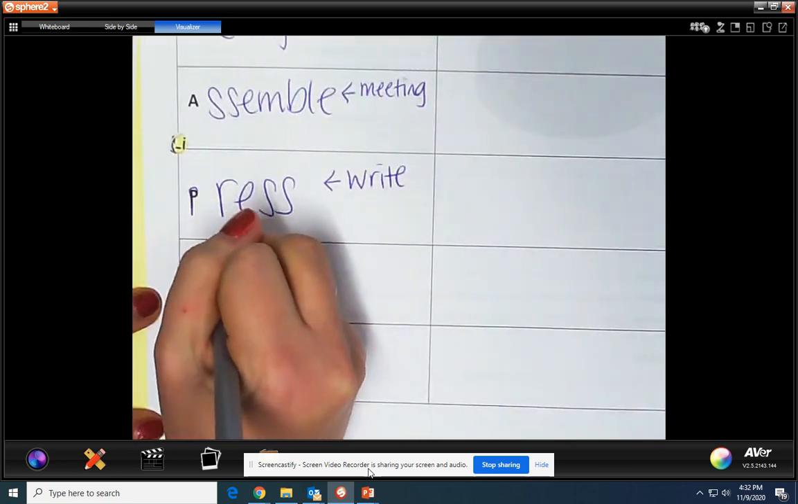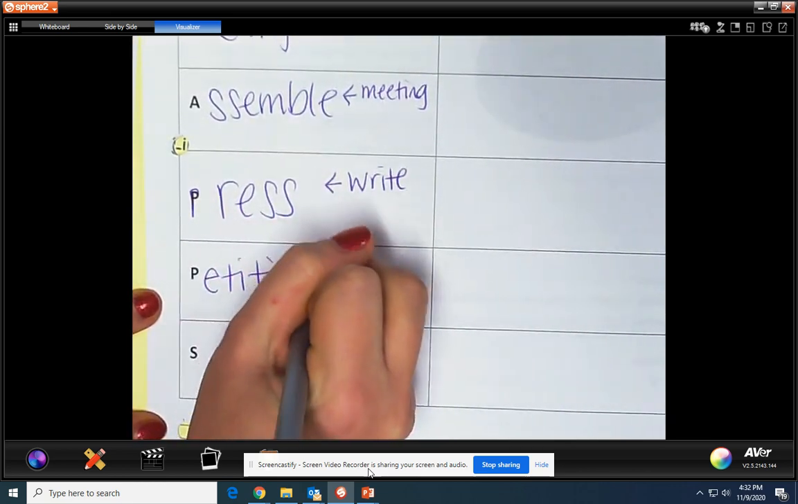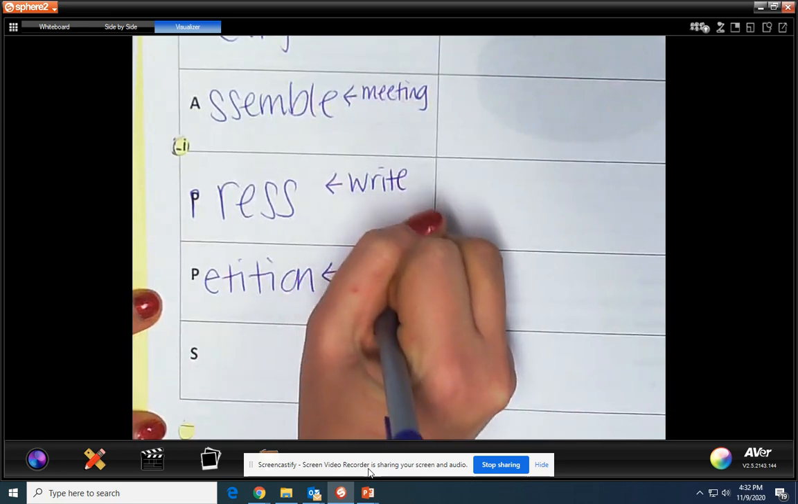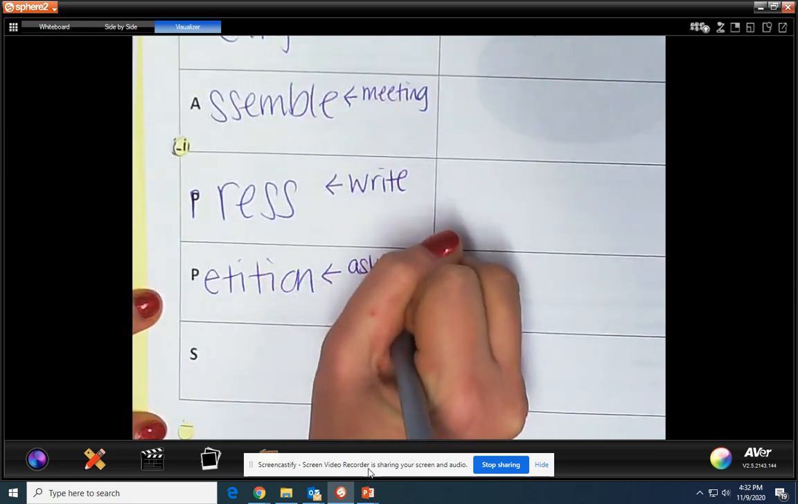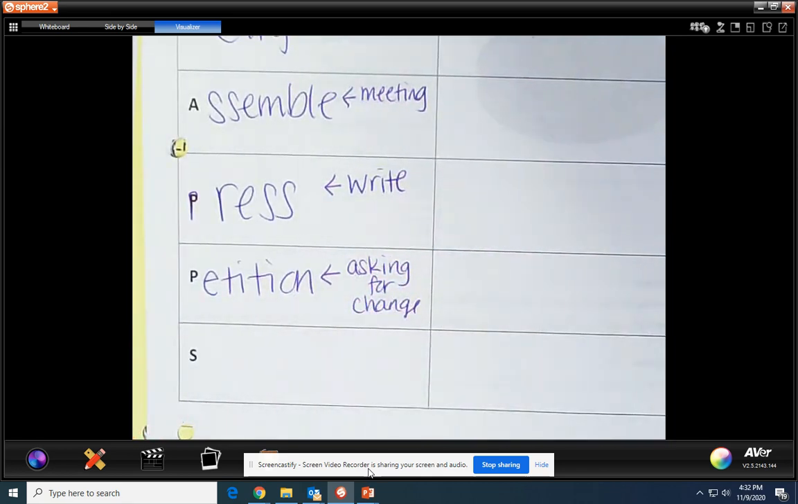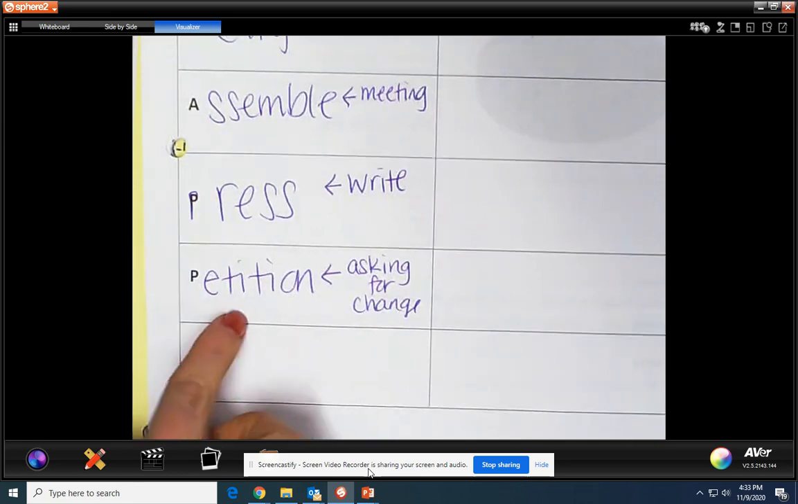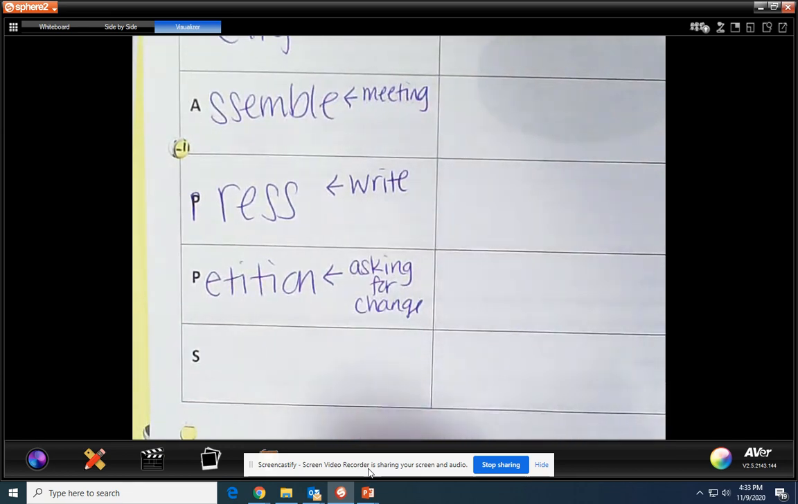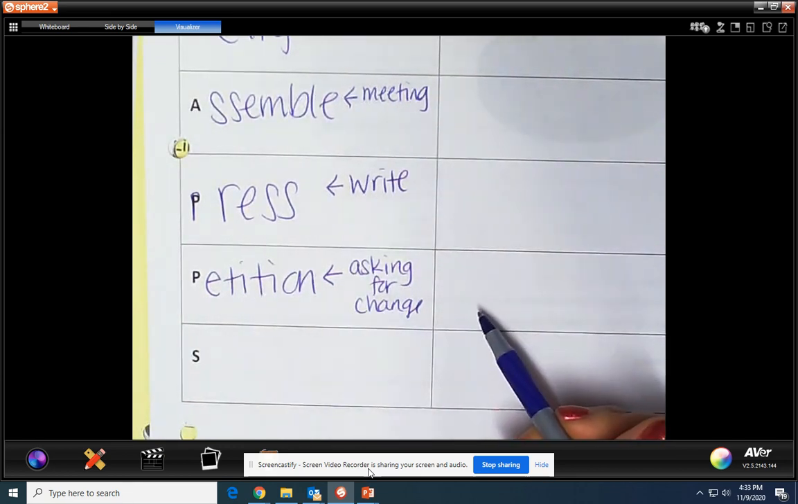Okay, this one is petition. This is asking for change. So people will say, I have this petition, I'd like you to sign it because we are trying to change the school cafeteria food and have Chick-fil-A. So, okay, superintendent, we have 10,000 signatures. Doesn't mean it's going to happen, but you are more than welcome to ask for change. So what does that look like? People trying to get signatures, or people trying to ask leaders for change?